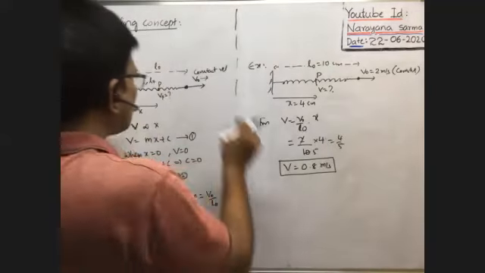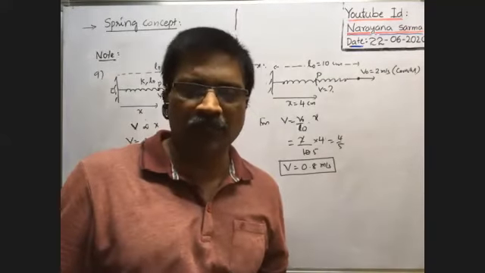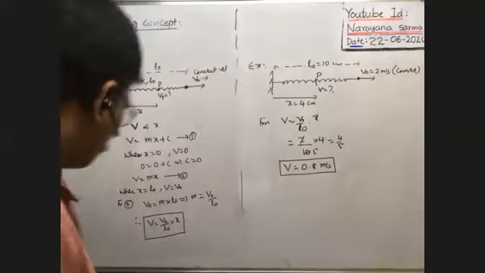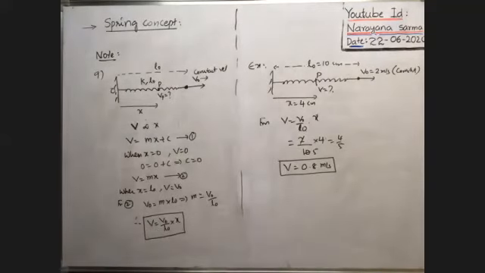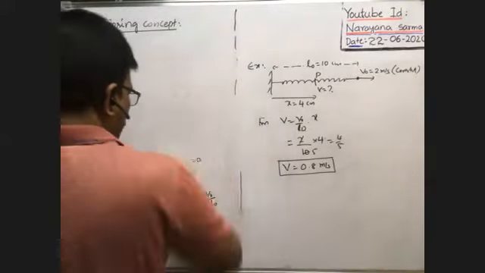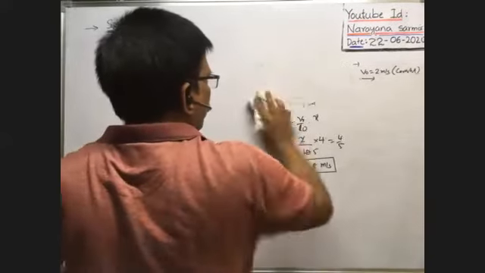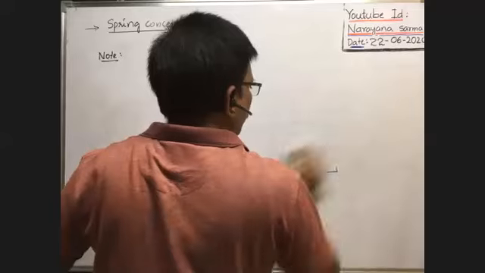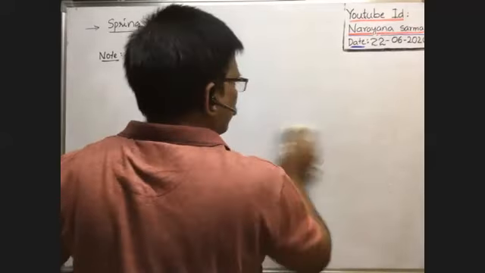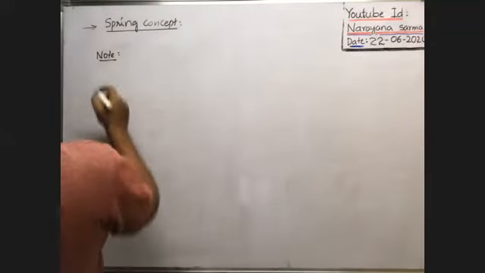Suppose the two ends are also in motion. If the two ends are also in motion, in such a case, how can we find the velocity at any point? Next one, 10th one, last point.